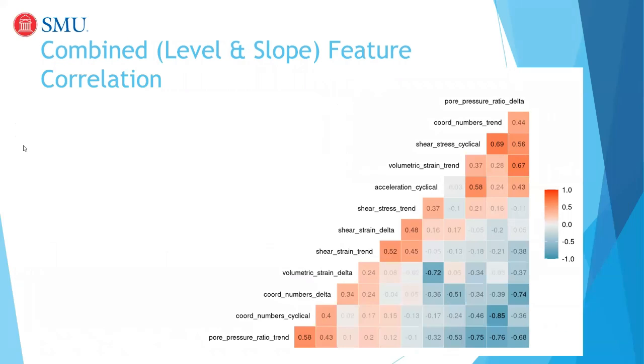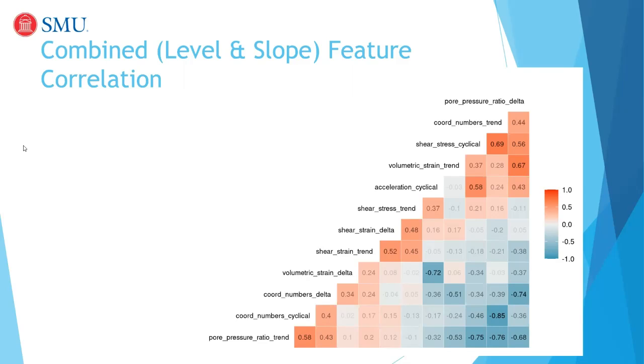Now, this is a starting point, a combined feature correlation plot. Here, we combine the level and sloping ground data. The way you read this diagram is that at any particular location you have the name of the variable. This is the pore pressure ratio trend at the very bottom left, and then you move all the way up to the pore pressure ratio delta. The diagram gives you a correlation coefficient between the variables at any given location, if you read it horizontally and vertically.